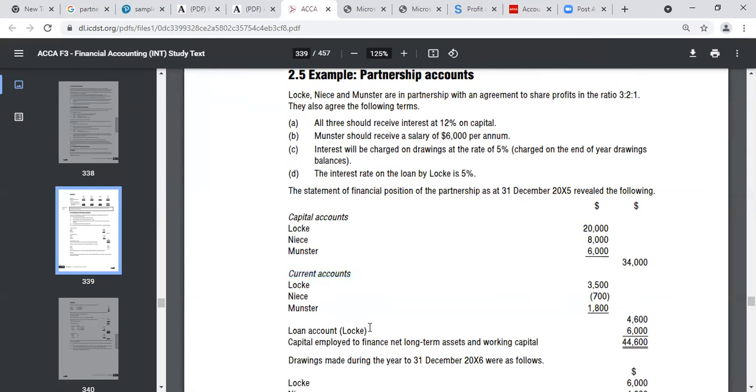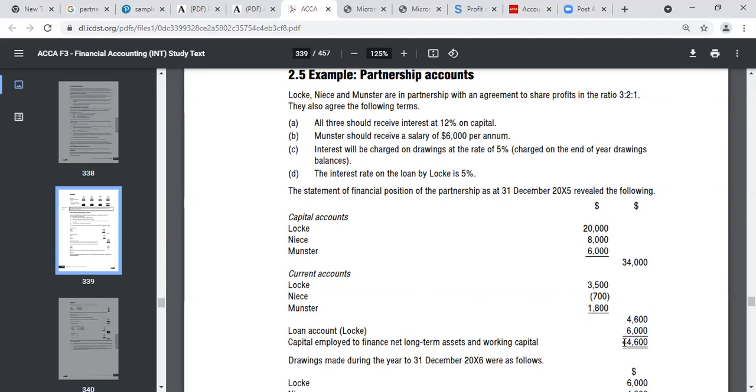And then they're also giving us the loan account. This is for Loki, which is 6,000. They are giving us capital employed to finance long-term assets and working capital. So basically, this statement of financial position they have given us is just the portion of equity and liabilities, and that is why they are ending with capital employed to finance long-term assets and working capital, okay?